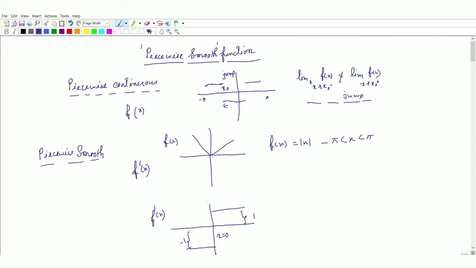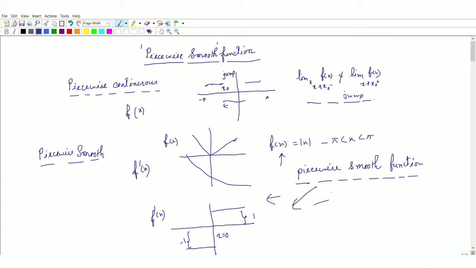Here I am showing only one jump discontinuity, but there can be more than one. That means there can be finitely many jump discontinuities in the derivative plot. Then we call this function, this modulus function, a piecewise smooth function. We will always see the nature of the derivative plot, not the nature of the function plot. The function itself can be continuous, or it can be piecewise continuous also, but we see only the nature of the derivative plot. That can be understood with an example.